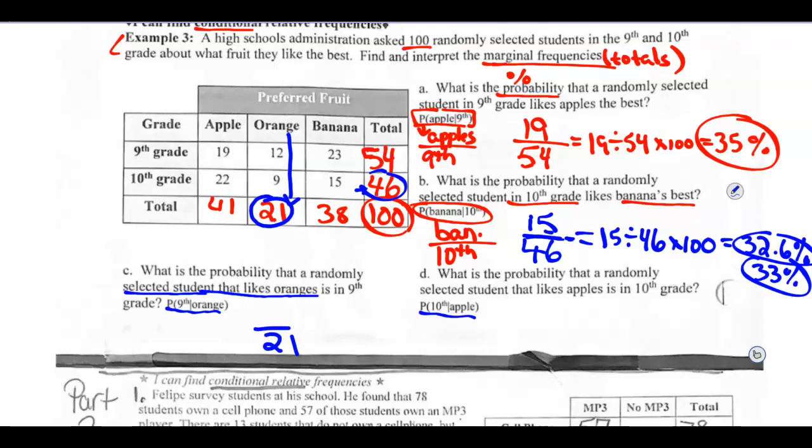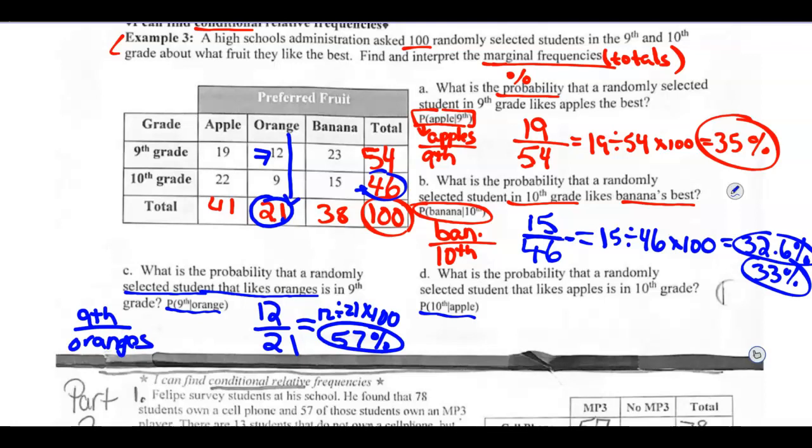And it says it right here. It's going to be 9th graders over oranges. We just have to read the problem to see what specific part there. So, in the orange column, we know we're talking about all the people that liked oranges, and then the part is how many of them were in 9th grade. So that's 12. So again, 12 divided by 21 times 100 would give me 57%, or 57.1. You can round it or keep it at that, it's fine.